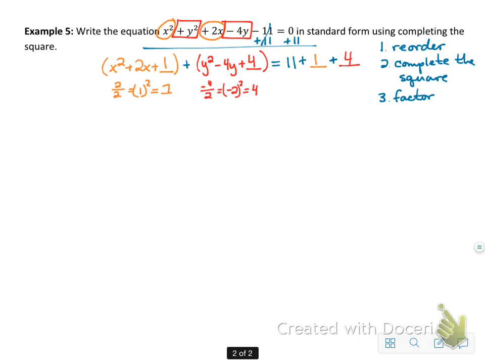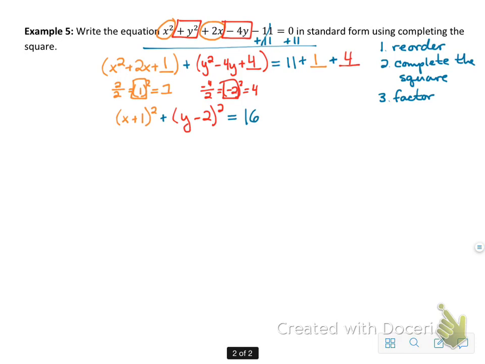Now we have to factor. So when we factor, we get x plus just b over 2. Well, in the orange, our 2 over 2 is 1, so we have x plus 1. Same thing for the red. We have y plus b over 2. Well, our b over 2 was negative 2, so we have y minus 2. And that equals 11 plus 1 plus 4, which is 16.